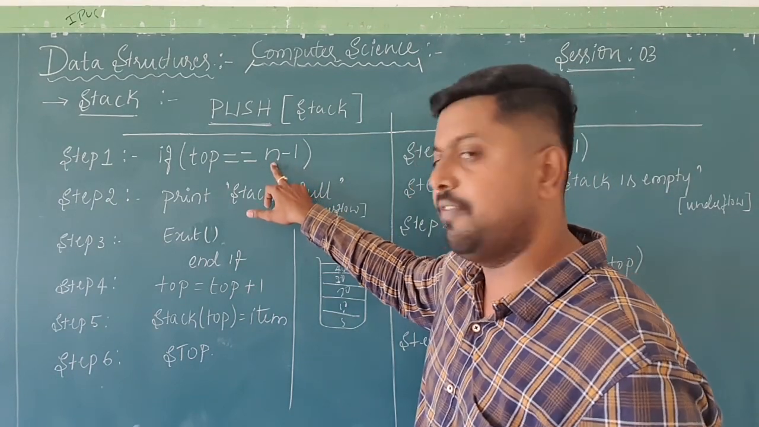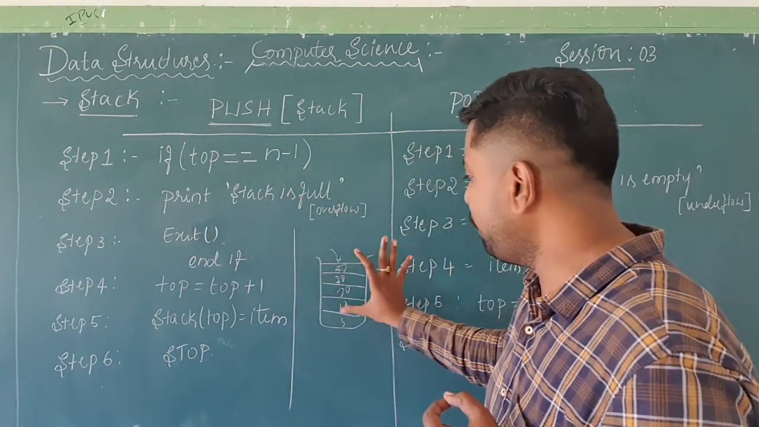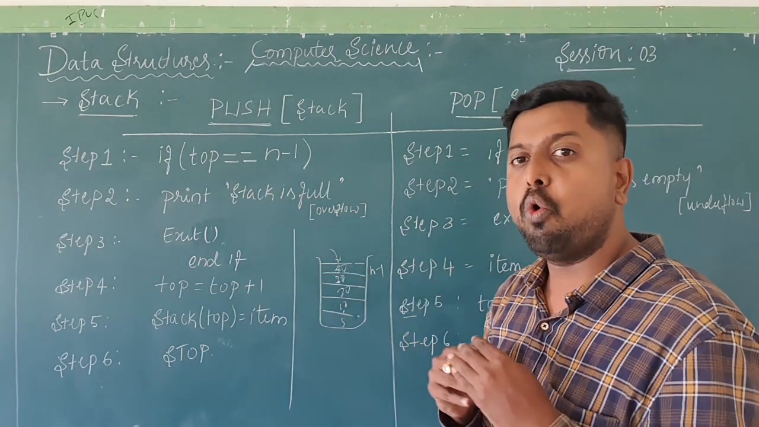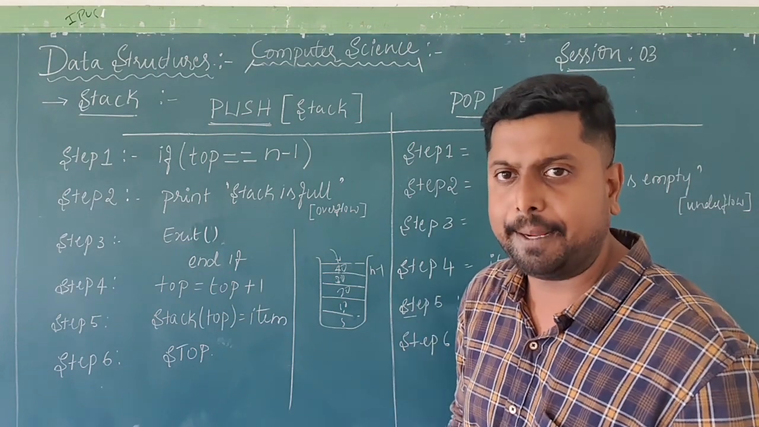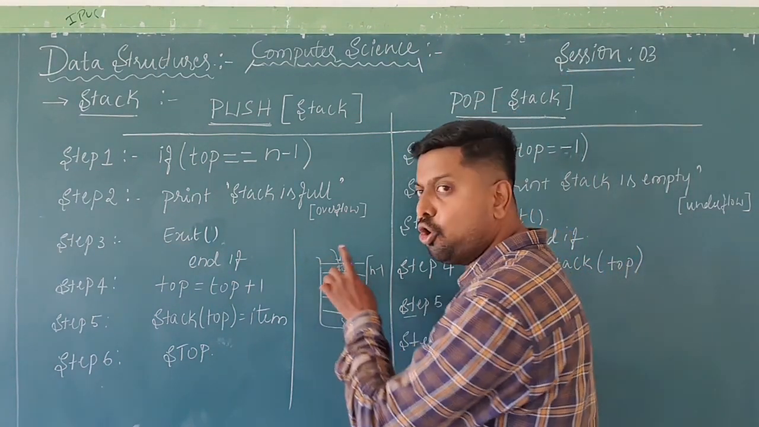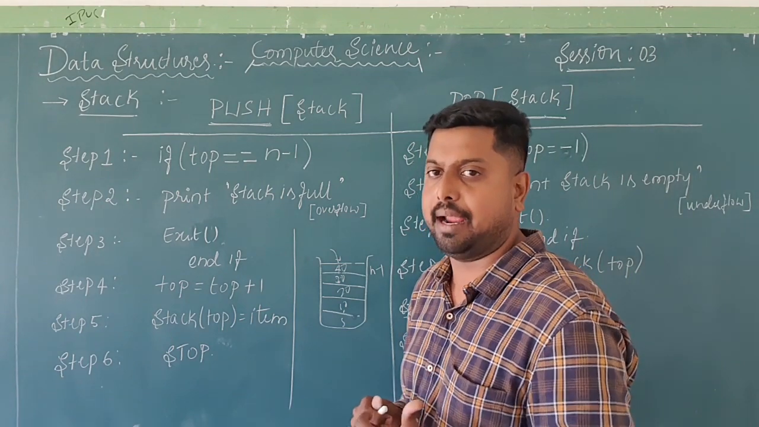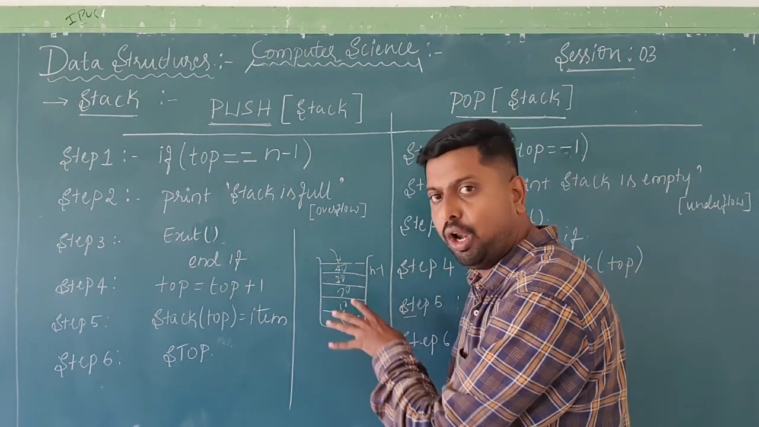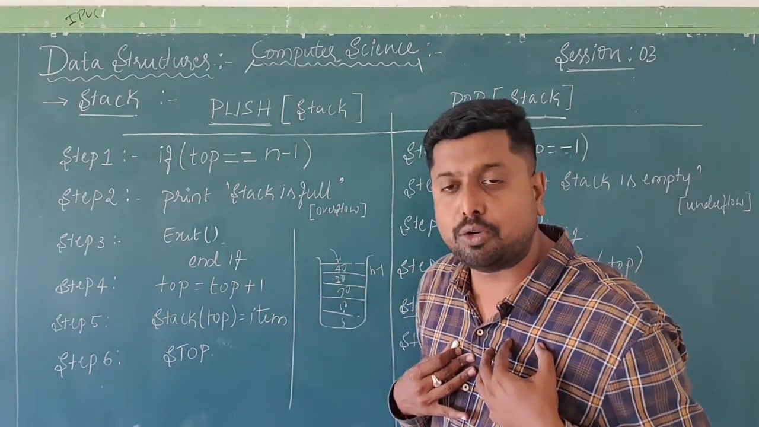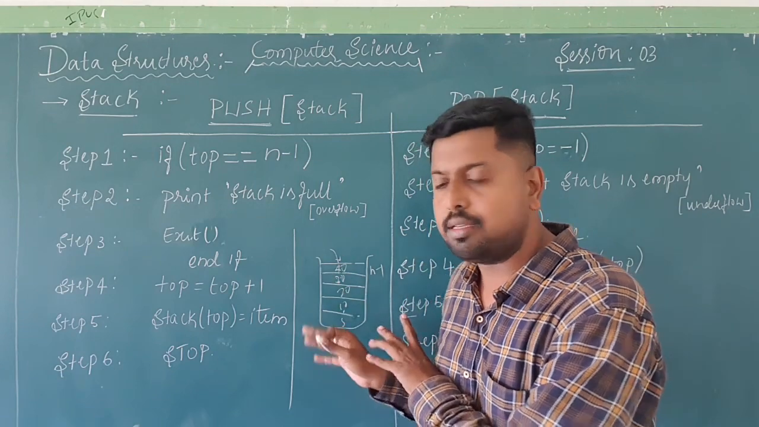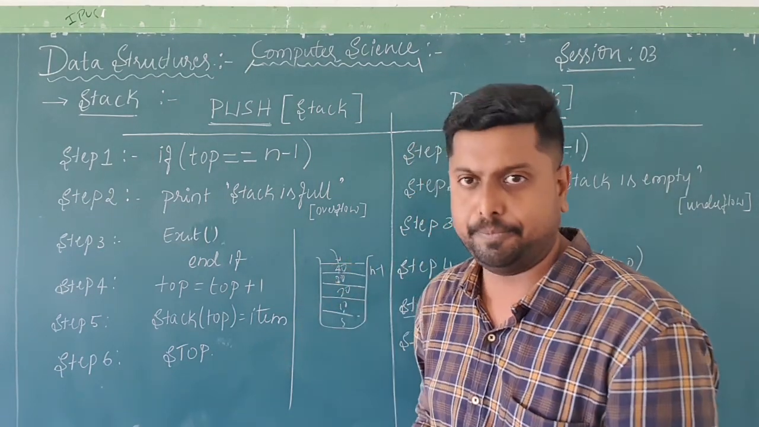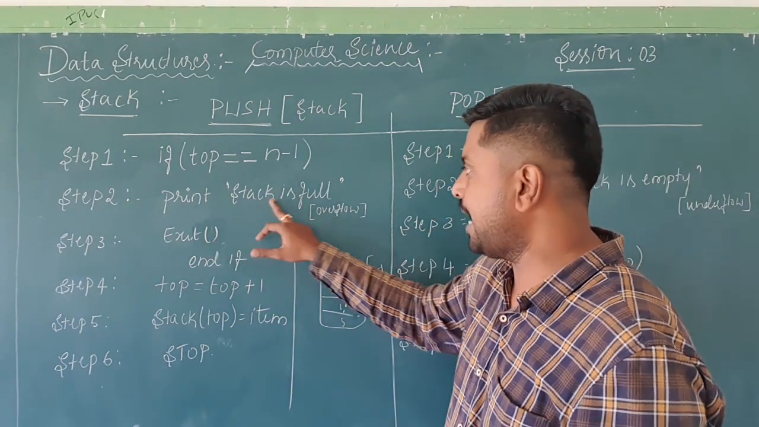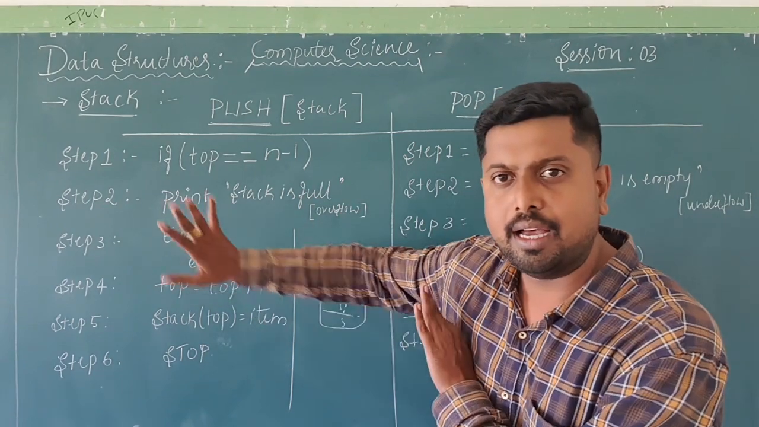If this condition is true, print stack is full. Of course, the stack is full. That condition is what we call the overflow condition. Why? Because there is no chance to add a new element to the stack. By seeing this diagram, you can see the stack is already full. We don't have a chance to fill a new element because this stack is already filled. So that's why this is an overflow condition. Print stack is full, overflow, exit will be the one condition.